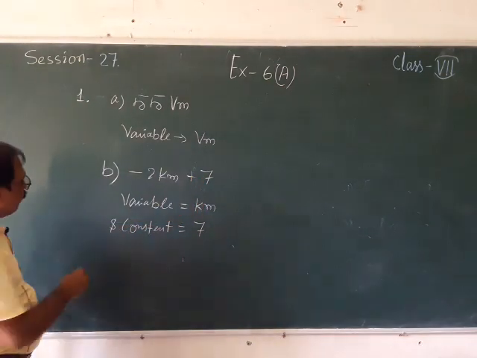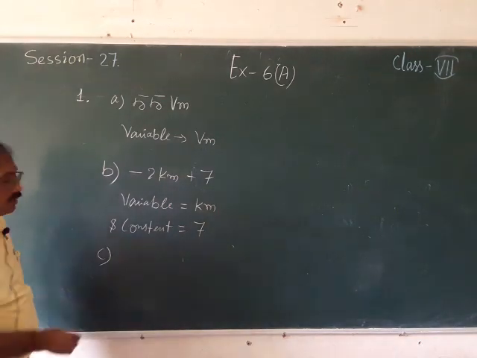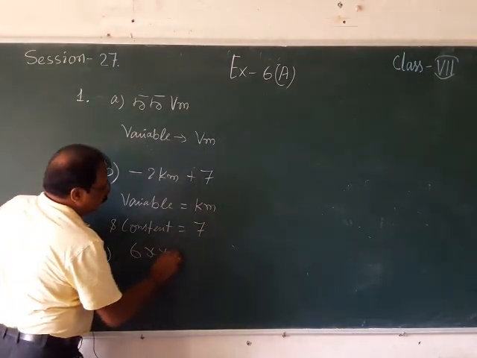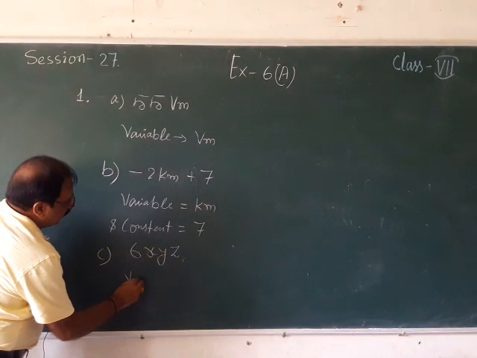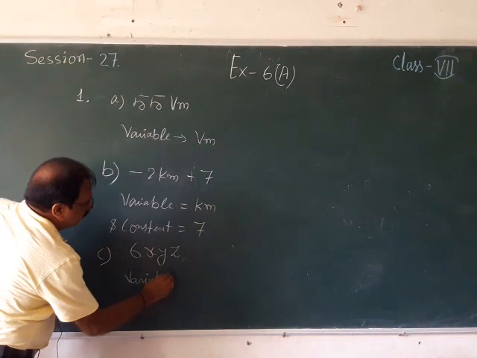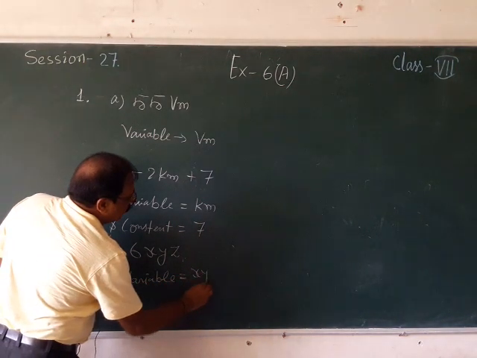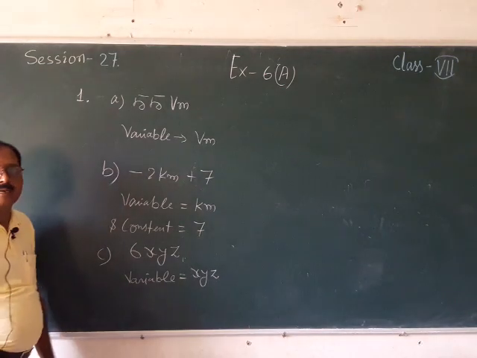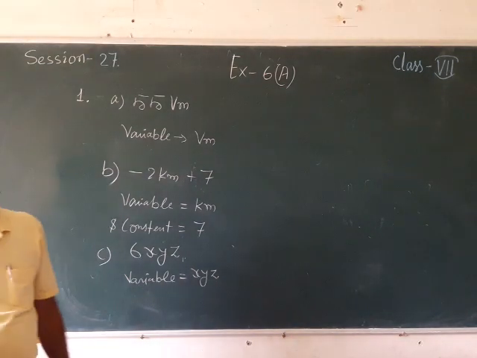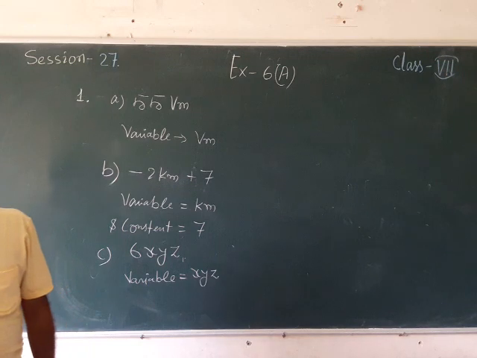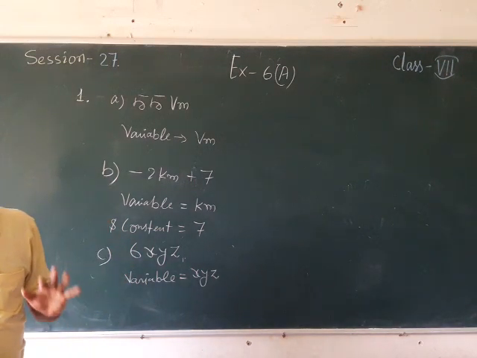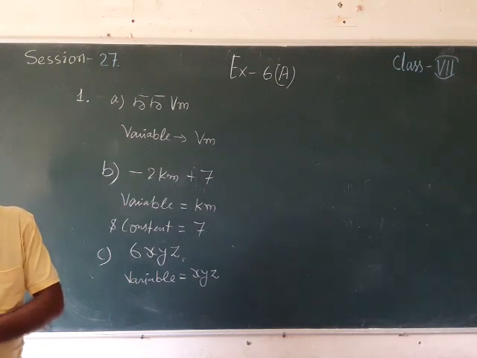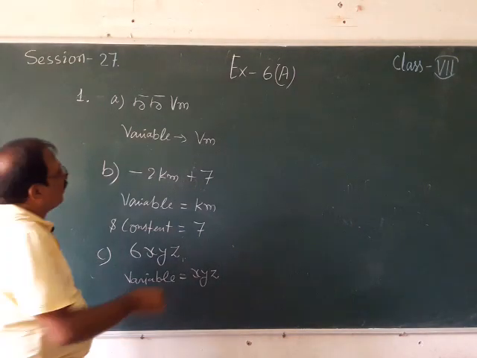In the same way, for question C, here 6xyz is there. So there is no constant, actually there is only a variable. What is the variable? That is x, y and z. x, y and z is the variable here. There is no constant. Like that you can write your answer, which is variable and which is constant in the given expressions.